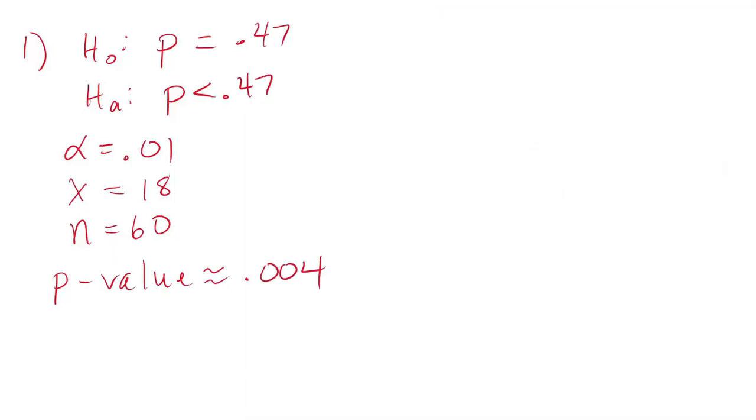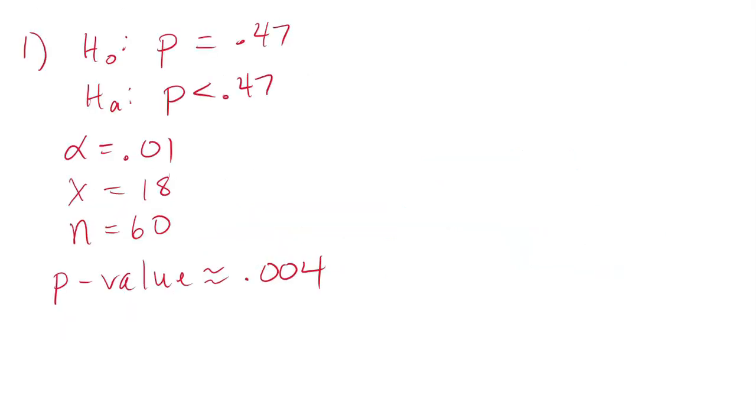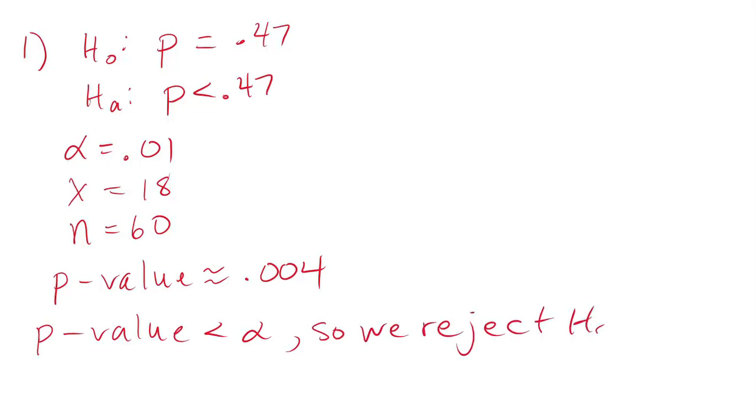Go back to our steps. If the p-value is less than or equal to the value of alpha, then we reject the null hypothesis. And if the p-value is greater than alpha, then we fail to reject the null hypothesis. Well, 0.004 is smaller than 0.01. The p-value is less than alpha. We reject the null hypothesis in that case.